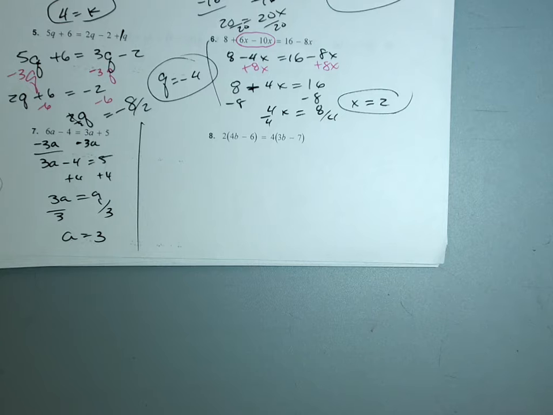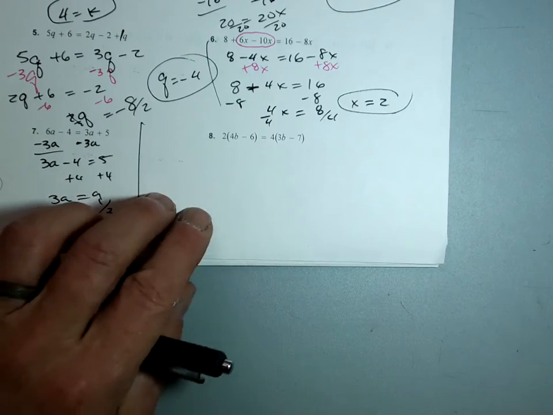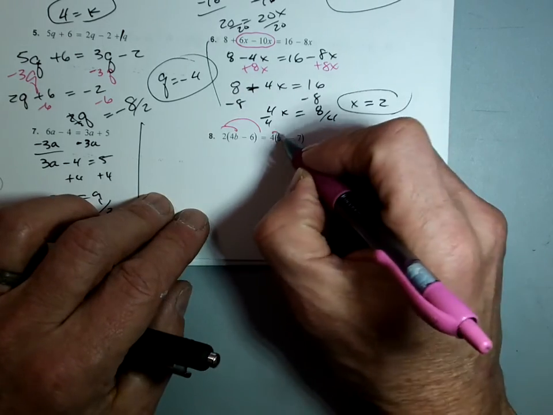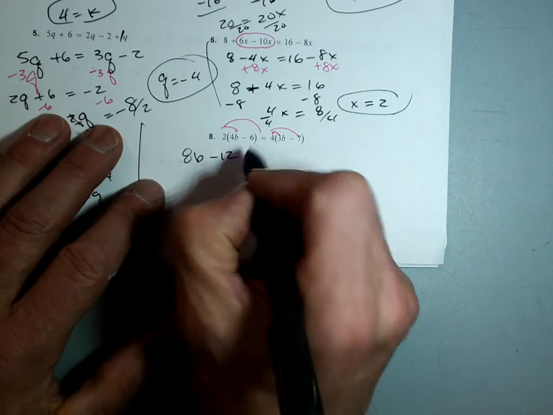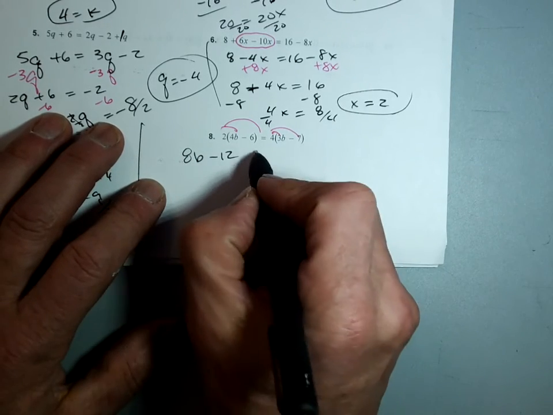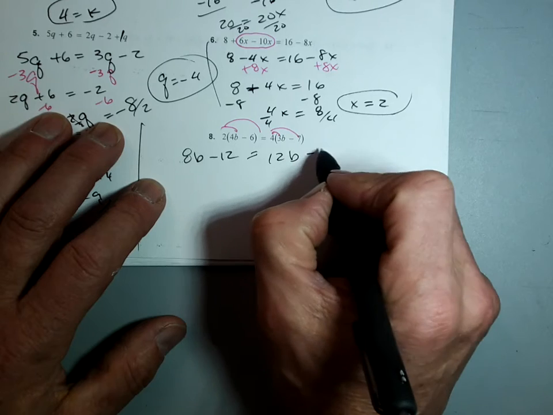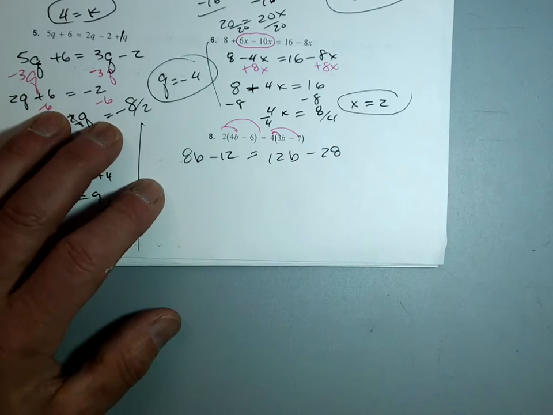Which one are we on? 8. Okay. Did you guys get 4? Okay, you want me to do it real quick? I'm going to distribute first. And I'm going to get an 8b minus 12. I distribute first, right? Equals 12b minus 28. Okay?